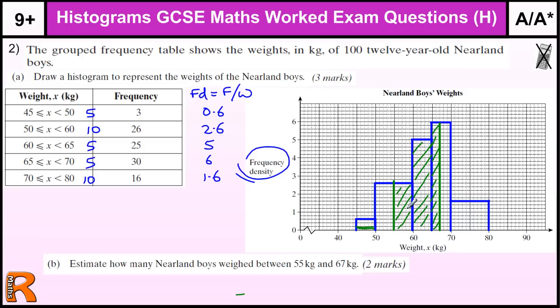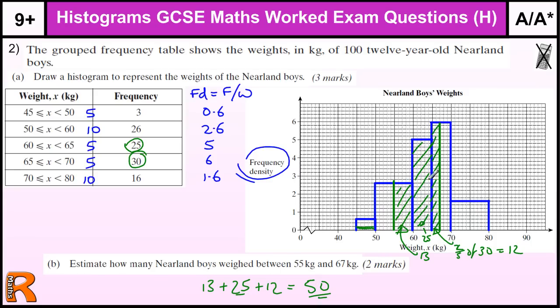But there is a slightly quicker way. If we look back at our table, between 50 and 60 we've got 26, and this section here is half of that bar. So that section there must be half of 26, which is 13. This section here is the whole of this bar, which was 25. And this section here is 2/5 of this whole bar. This whole bar was 30. So 2/5 of 30. And 1/5 of 30 is 6, so 2/5 is going to be 12. So we've just got 13 plus 25 plus 12, and that should add up to 50. So there'll be 50 people.